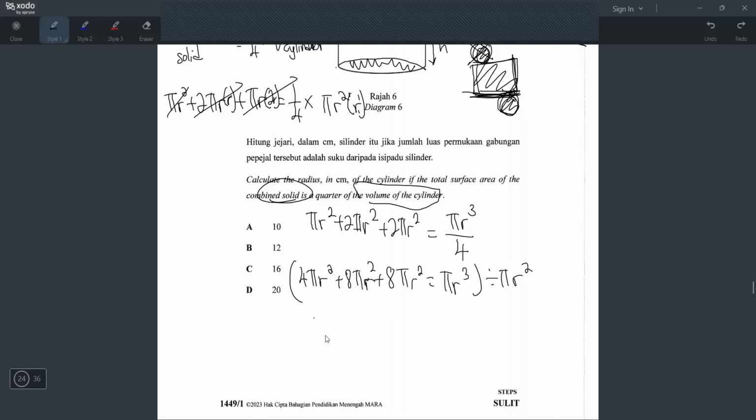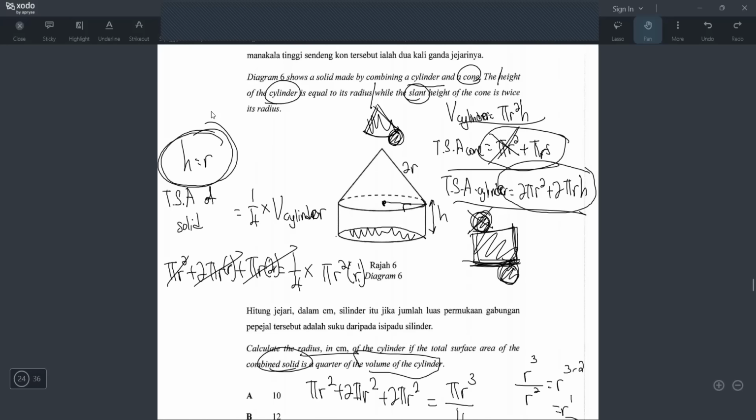So let's see what you get here. You will end up with 4 plus 8 plus 8 equals, okay, pi divided by pi means nothing left. And then r power 3 divided by r power 2 is just r, because when you divide two values with the same base, you subtract the powers. So r power 3 divided by r power 2 is r power 3 minus 2, which is r power 1, which is r. That is why I just write r here. So now I can find the radius. 4 plus 8 plus 8, you can use a calculator, you will get 20. So yeah, there is the answer. D is the answer. They ask you to calculate the radius, right? So yeah, this is how I would do it. I think that's all.